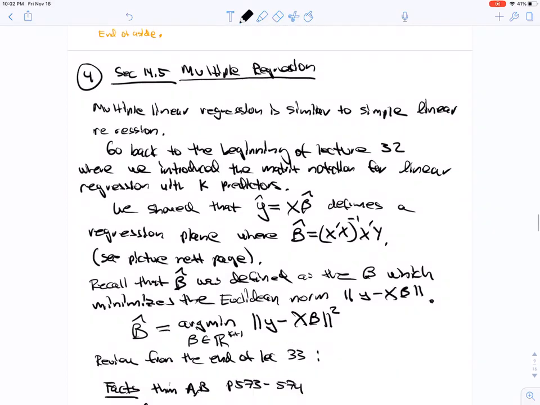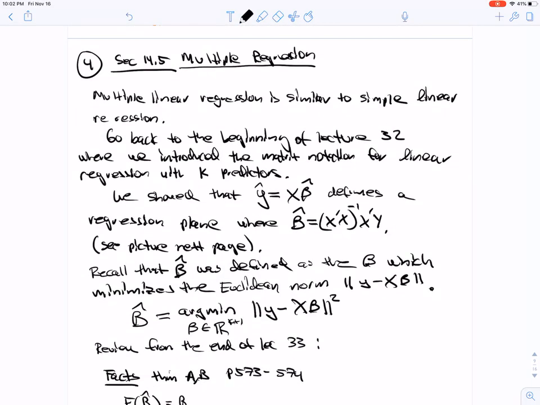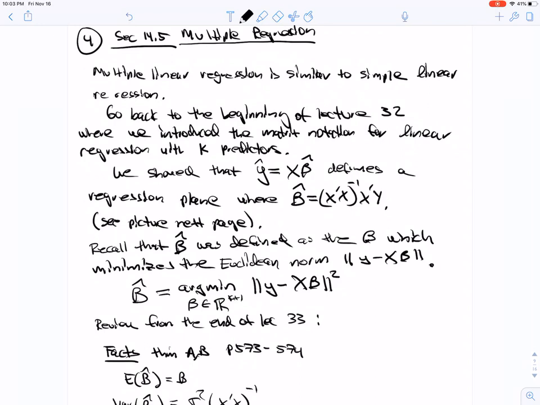Done before. So finally, multiple regression. Multiple regression is similar to simple linear regression. If you go back to the beginning of lecture 32, where we introduced all the matrix notation, I set that all up for you so we wouldn't have to redo this now. So we had k predictors.